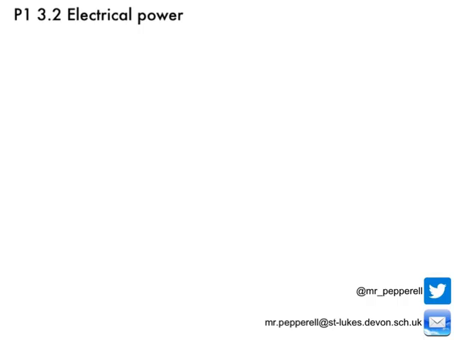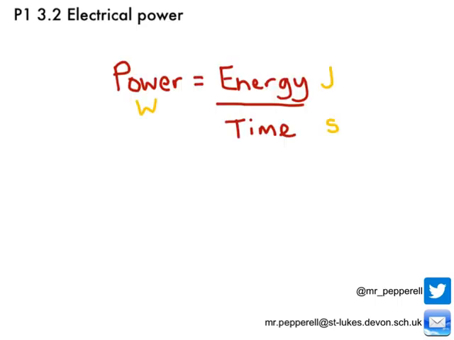So now we know what power is. How do we actually calculate it? Well, like I've just said, power is the amount of energy supplied over time. So the calculation to work out power is energy divided by time.